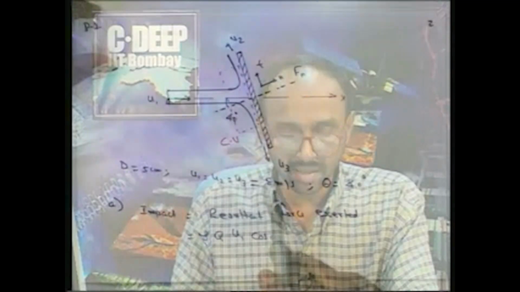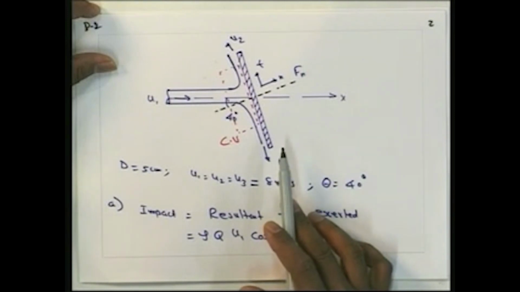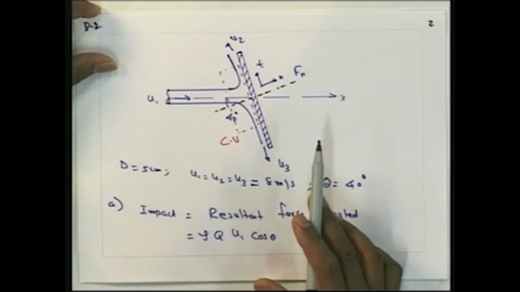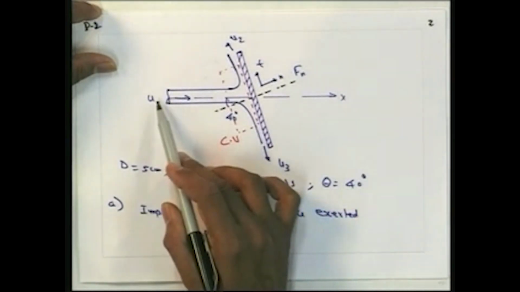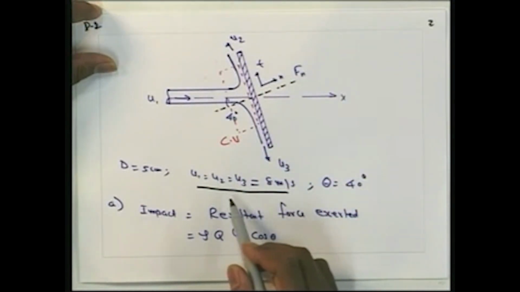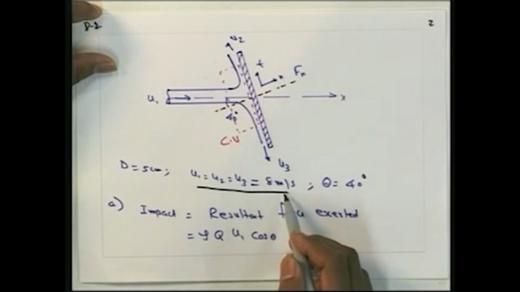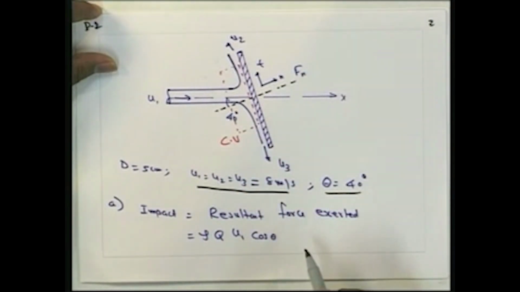Here it is only given that the diameter of the jet is 5 centimeter. As we have seen in the previous discussion, for all the pressure force, the pressure is atmospheric. So we can say that U1 is equal to U2 is equal to U3. U1 is the jet velocity, U2 is the upward direction, U3 is the downward direction. So U1 is equal to U2 is equal to 8 meter per second, which is the given value, and this angle is given as theta is equal to 40 degrees.